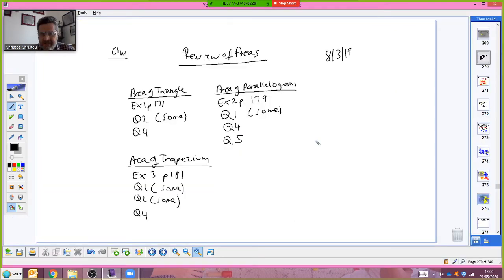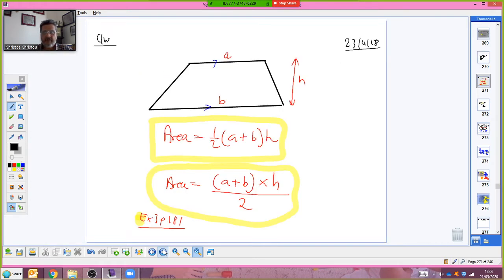So what you'll be assessed on? Well, areas of all kinds: triangle, trapezium, parallelogram. You know where to find that in your book. That's the trapezium that I drew for you, and I projected it on the screen in school.